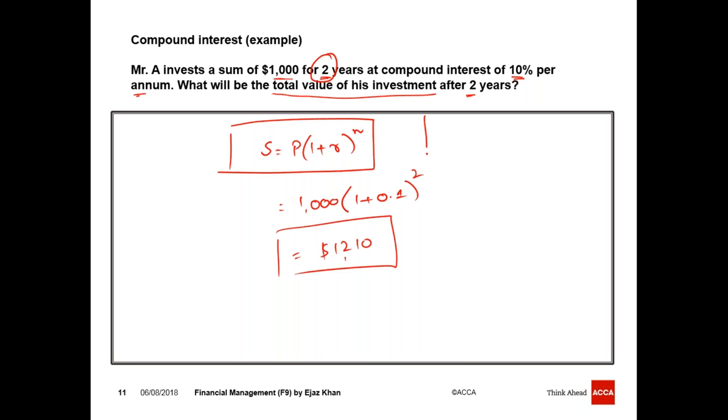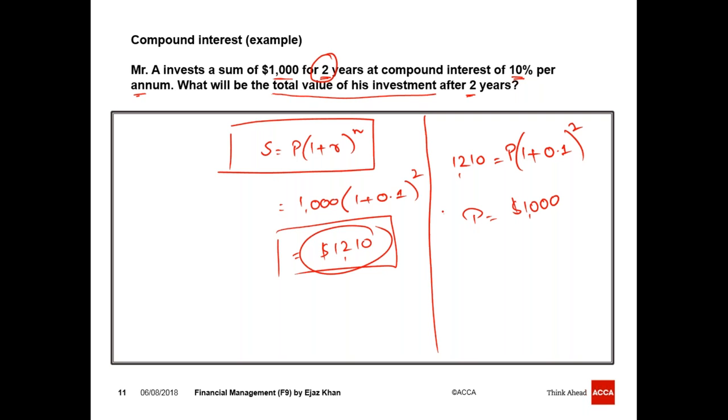So from the same information, if we need to offload the interest, that is, if we need to find out the principal, now we'll use 1,210 as our sum. And we'll be putting P as our principal, 0.1 raised to the power 2. So if we solve it for P, we'll again get the $1,000 that was invested at 0.0. So the difference between these two values is actually the amount of interest earned during 2 years.